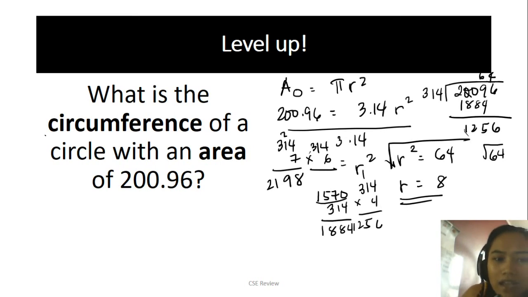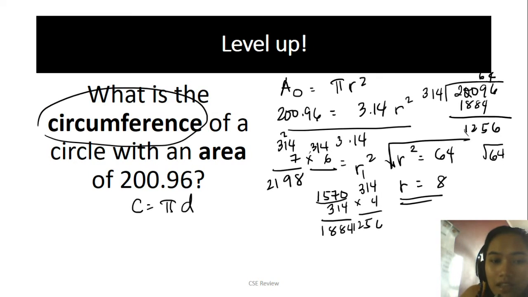Ngayon, ang hinahanap ay circumference. Ang formula niyan, circumference is equal to pi times the diameter. Radius yung binigay. In order for us to get the diameter, you have to multiply the radius by 2. So, 8 times 2 is 16. So, you have 3.14 times 16.